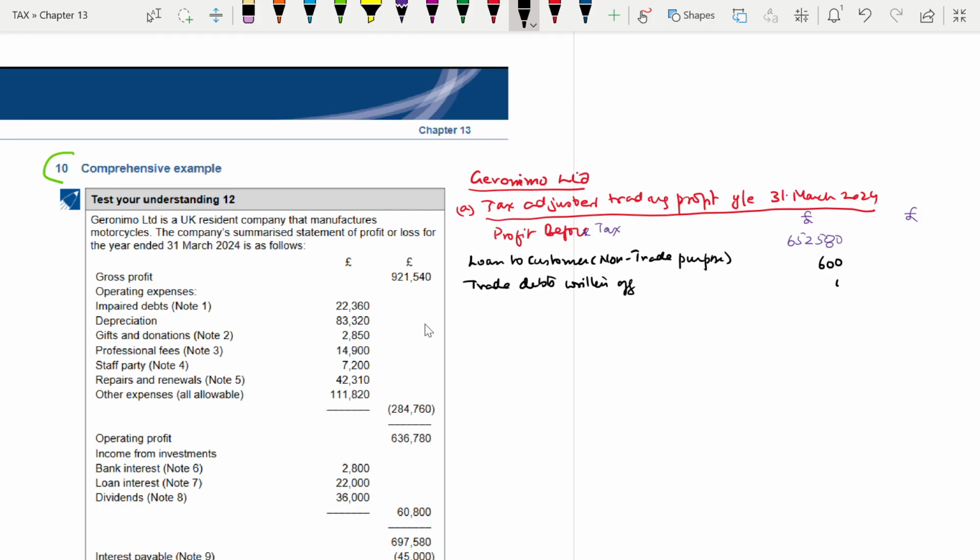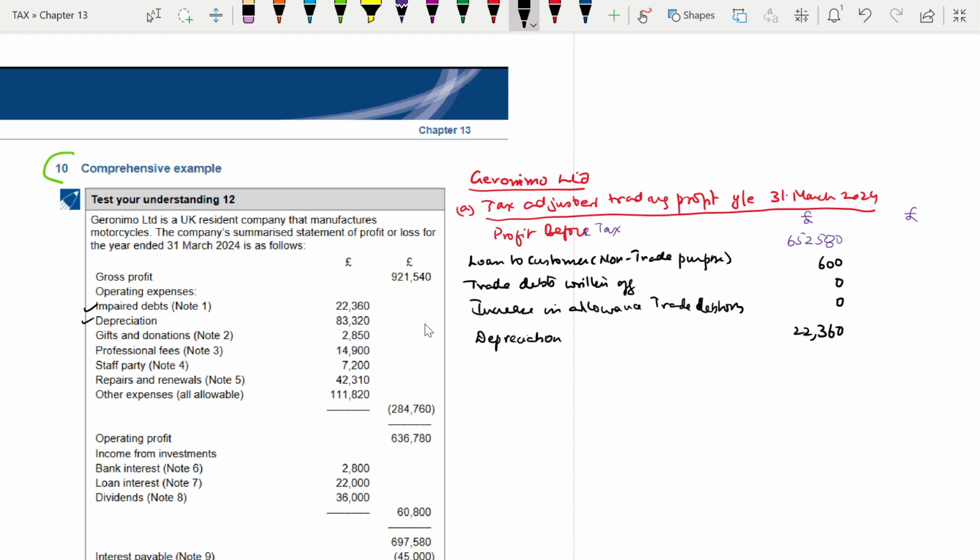How much? 0. You have 0 marked. Okay, increase in allowance for trade debtors. It is allowable. Fine. Now, depreciation you have to add back. Okay, depreciation is not allowed. Okay, 22,360. You put tick marks. Is it right? You put tick marks.